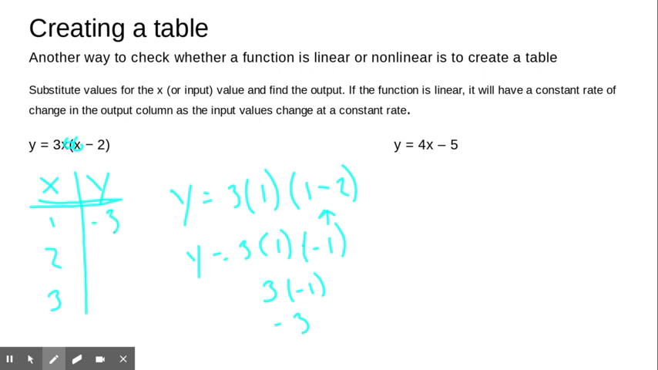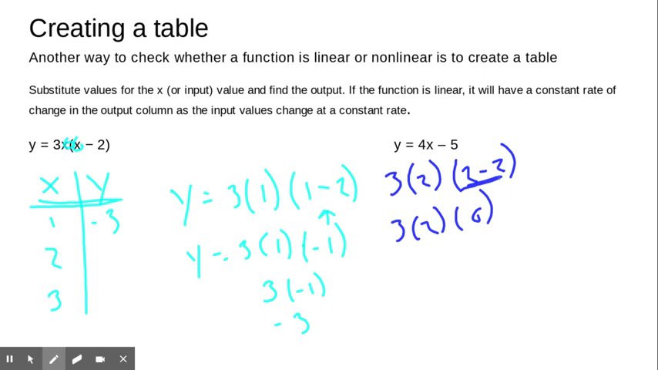Right? Now I have x's too, so where the x's are, I'm going to plug in 2. So that's going to be 3 times 2 times (2 minus 2). That would give me 3 times 2 times 0. Remember, you have to do parentheses first. There's something to do in here, so I do that first. So 3 times 2 is 6, times 0 would give me 0. So this value is 0.